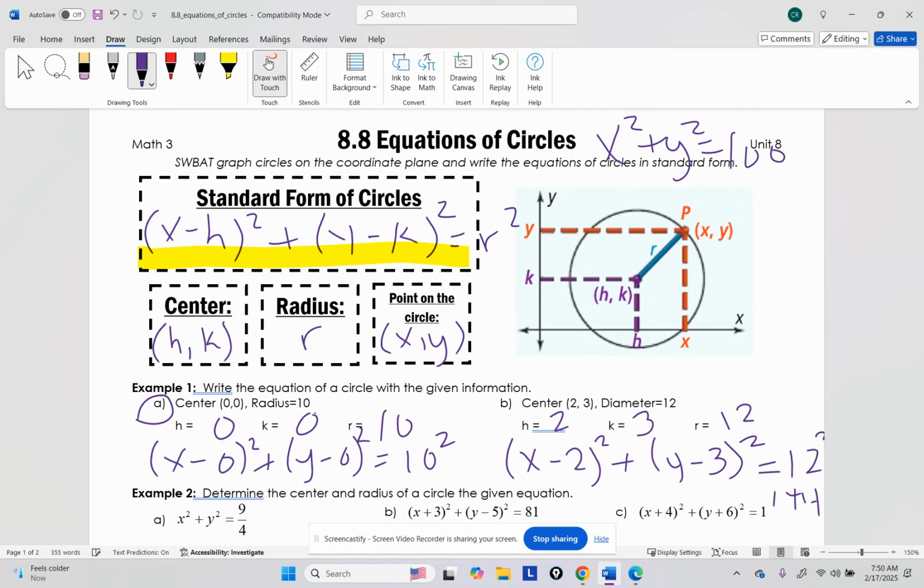So it can be equal to, wait a minute, that's a diameter, y'all. Let me go back. I didn't even read the question. Okay, it says my diameter was 12. So if the diameter is 12, then the radius is 6. So then y minus 3 squared equals, and your radius squared is 36. And that's why it's important to make sure you're reading exactly what you need.